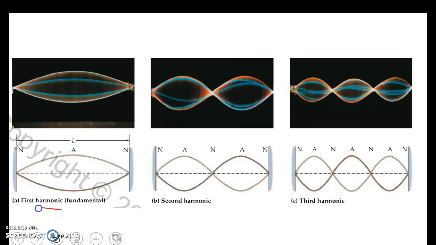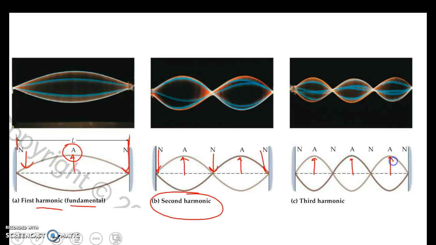This is what we call the first harmonic, or the fundamental harmonic. We've got the length here, right? This is the length of string. It has one antinode and two nodes. Okay. The second harmonic has two antinodes and three nodes. The third harmonic has three antinodes and 1, 2, 3, 4 nodes.